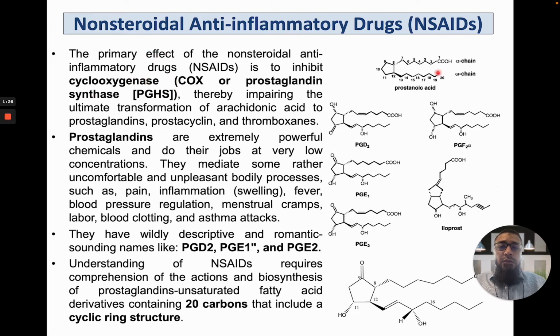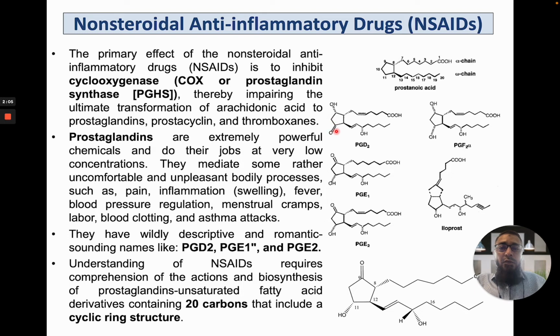cyclooxygenase. The primary function of the non-steroidal anti-inflammatory drug is to inhibit the cyclooxygenase, or the prostaglandin synthesis. You can see these are the structures of the prostaglandins, which are composed of 20 carbons and include a cyclic ring structure.